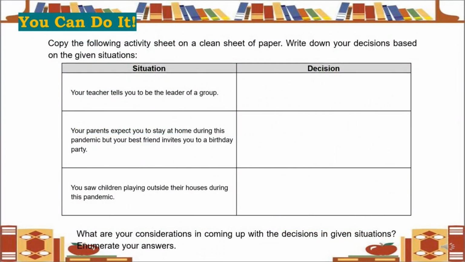For your You Can Do It activity. Copy the following activity sheet on a clean sheet of paper. Write down your decisions based on the given situations. Your teacher tells you to be the leader of a group. Your parents expect you to stay at home during this pandemic, but your best friend invites you to a birthday party. You saw children playing outside their houses during this pandemic. And on the right side of the column, write your decision. What are your considerations in coming up with the decisions in the given situations? Enumerate your answers.